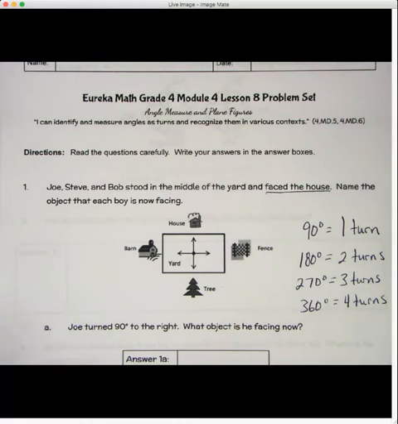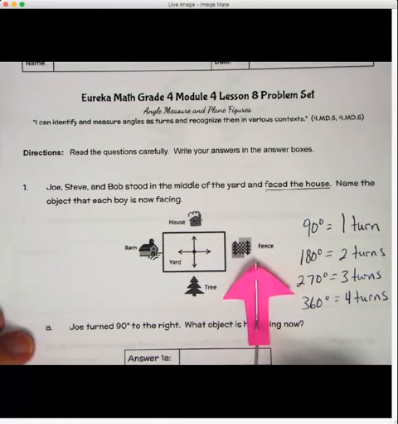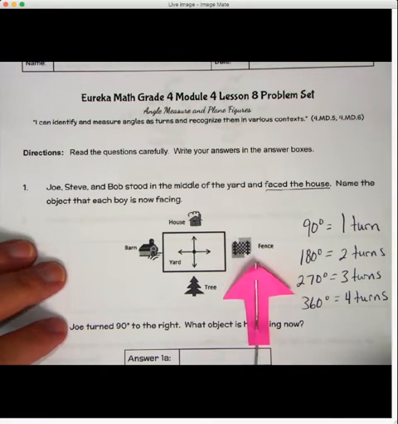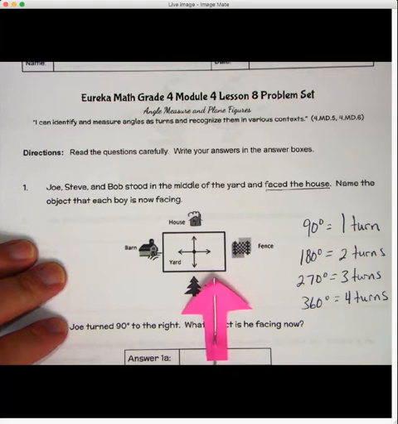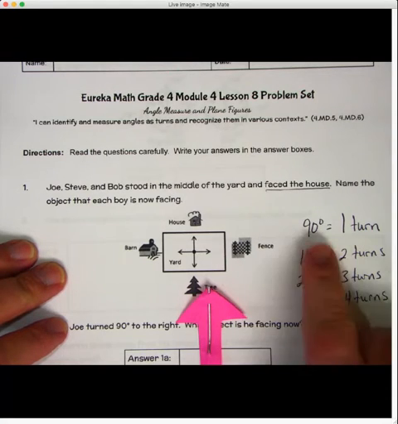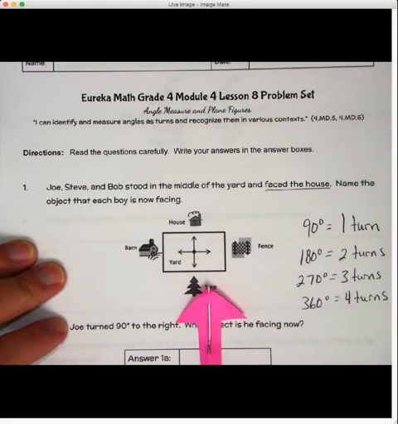I cut out a little arrow just to help us today, and I put it on a paper clip just to help you see what it means when we're doing these turns. And what I want you to look at first and think about is the degrees that each turn is.